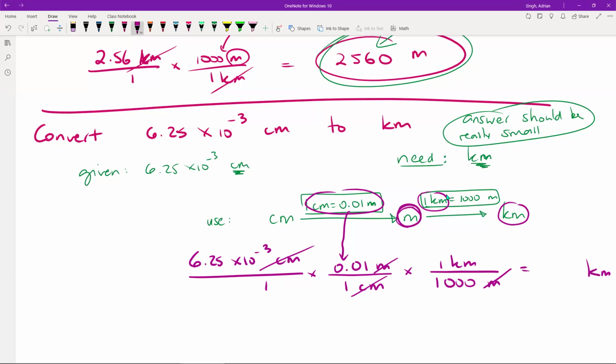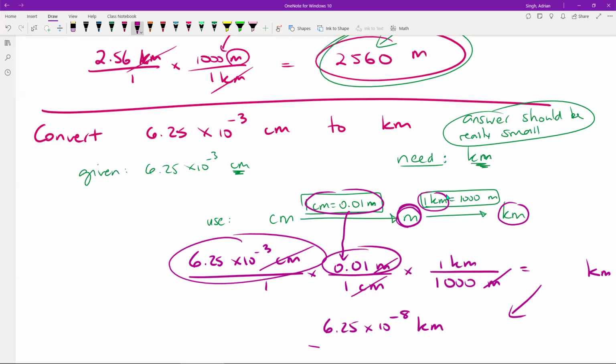Then I would just need to evaluate this. So multiply out 6.25 times 10 to the minus 3 times 0.01, and divided by 1,000. That's going to give me my answer here. So let's evaluate that. If I multiply that by 0.01, that gives me 6.25 times 10 to the negative 5. And then if I divide that by 10 to the 3, that's going to give me 6.25 times 10 to the negative 8 kilometers.